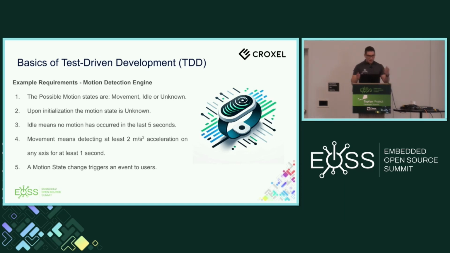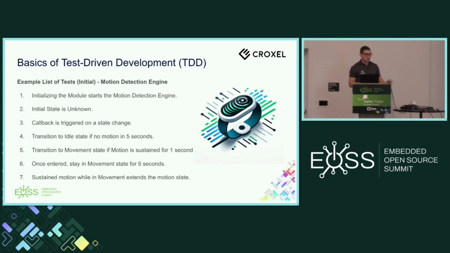Movement means, and this is really arbitrary, please don't criticize this module. Let's just assume that those are the requirements. Movement means detecting at least 2 meters per square second of acceleration on any axis for at least 1 second. Let's assume that that's the case. And every time we change the state of the motion state, we get a callback, or a trigger, an event, so that users know that that's the case.